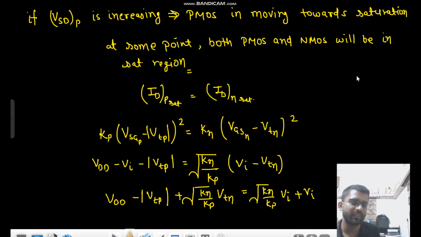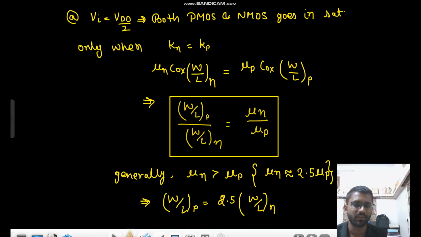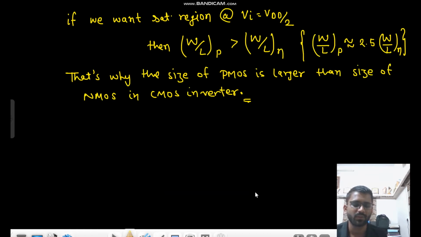Both are moving towards saturation, and at that point we just put the values equal. Then we got this V in value. Okay. And then we just took this scenario because we are taking Kn equals to Kp. That means both the NMOS and PMOS are at saturation when Vin is equal to VDD by 2. Okay. So this is the condition that we are taking. So we can write when Vin is equals to VDD by 2.